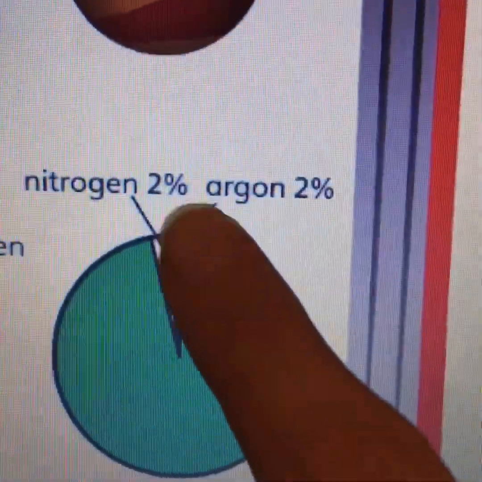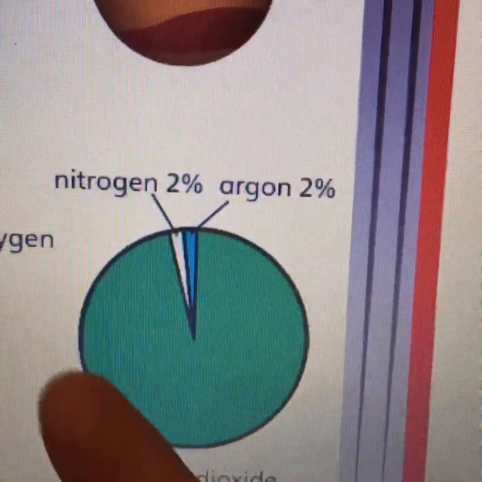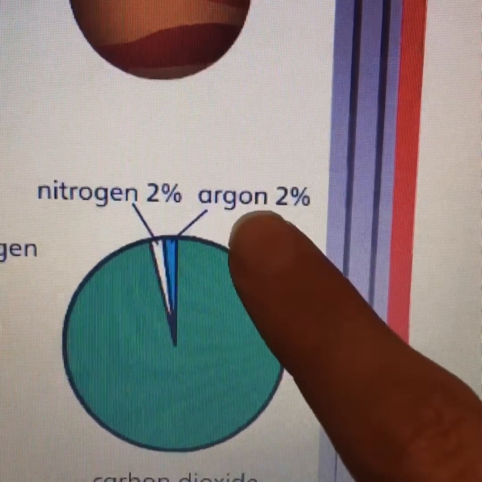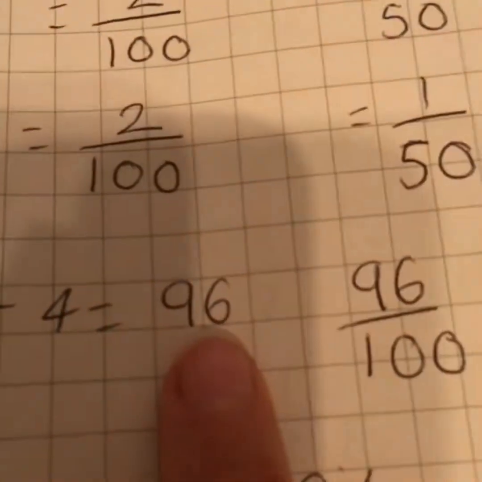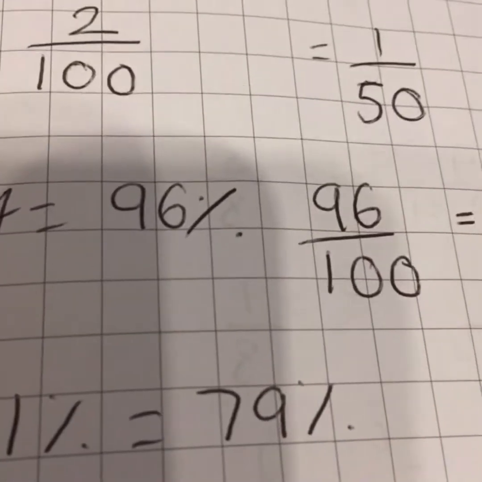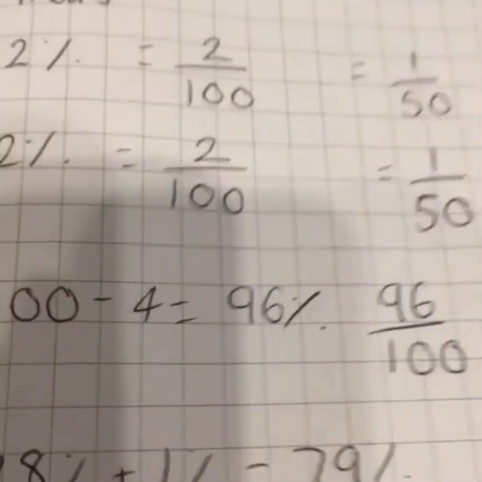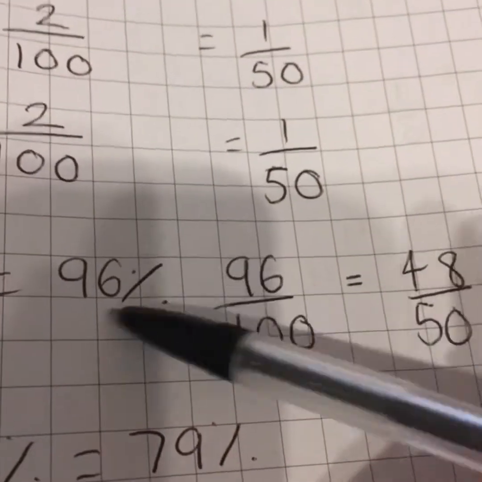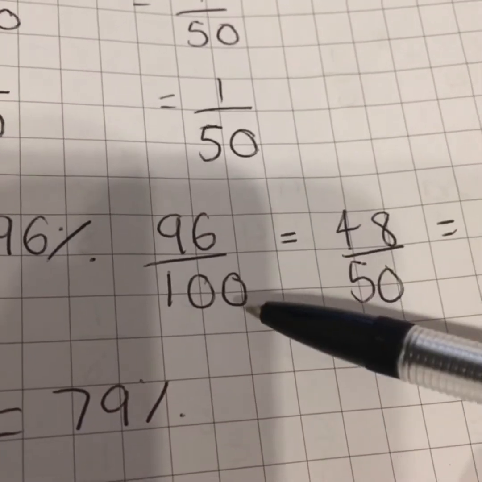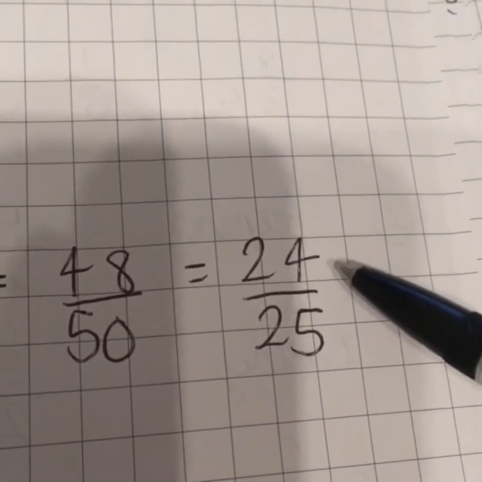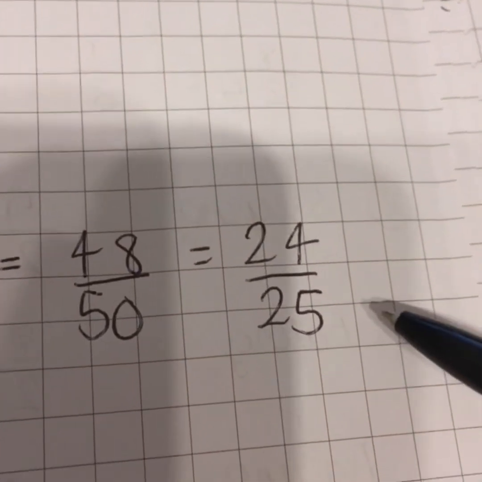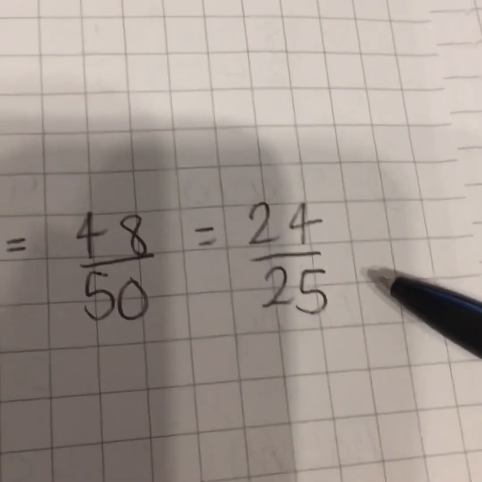Right, I'll show it on the pie chart. You know the whole thing is worth 100%. If this is 2% and this is 2%, 100% take away 4% would be 96%. Let's put the percentage sign in there. So I know that in Mars's atmosphere, 96% of it is carbon dioxide. 96% is the same as writing 96 over 100, so I can simplify it. I can simplify it again to 24/25ths. It's not the easiest fraction to work with, but there we go.